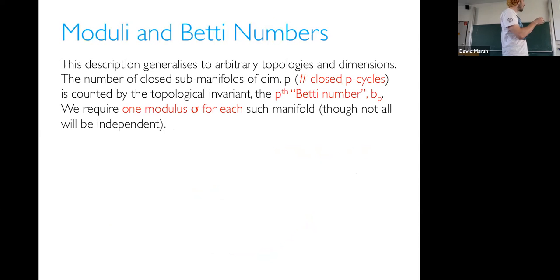We require one so-called modulus, sigma, to describe each such manifold. Though, of course, not all of those moduli are independent. So again, in the example of the torus, we needed two radii sigma to describe the sizes of the two compact one-cycles, the two circles. Then the overall volume of the two-dimensional surface of the torus is described just in terms of these two, and we don't need another modulus to tell us about that. So not all of the moduli are independent.